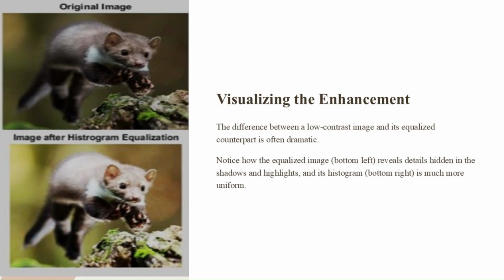Now let's look at how histogram equalization actually enhances an image. On the left side, we can see two images, the original one at the top and the image after applying histogram equalization at the bottom. The difference between a low-contrast image and its equalized version is very clear here. After equalization, the image looks sharper and more detailed. It reveals finer features that were hidden in the darker or brighter regions of the original image. Basically, histogram equalization spreads out the intensity values evenly, so the contrast becomes more balanced across the entire image.